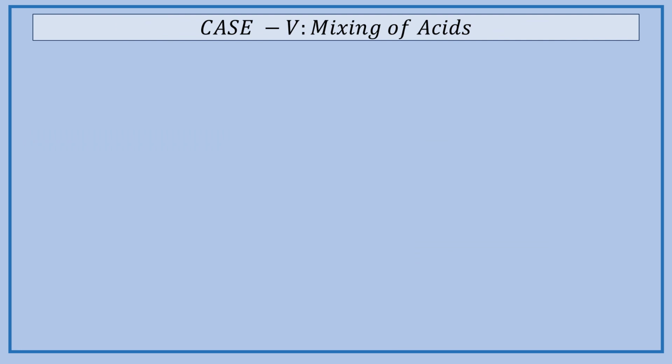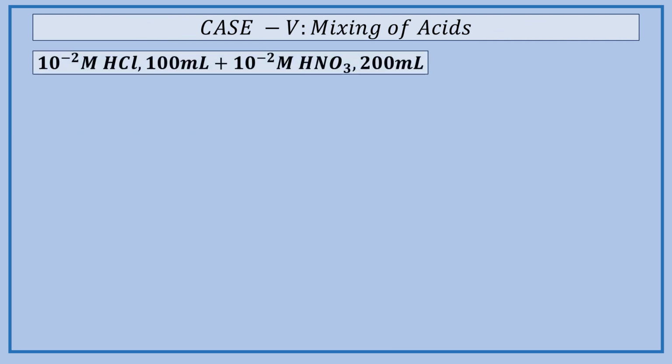Let us now take a case of mixing two acidic solutions. Let us say 100 milliliter of 10 to the power minus 2 molar HCl solution is mixed with 200 milliliter of 10 to the power minus 2 molar HNO3 solution. Now, in such cases, the H plus ion concentration will be contributed by both acids. So we will have to add up the total H plus ion concentration from each of these acids.